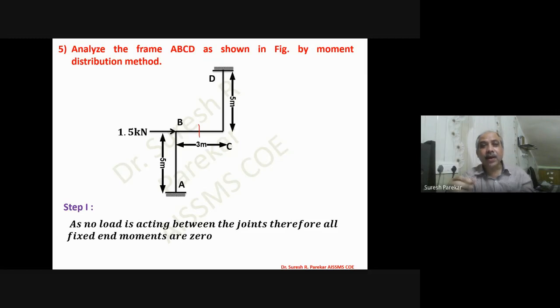But here, non-sway analysis we do not have, because we do not have any load acting between the joints. Whenever we have sway and non-sway analysis, when my loads are in between the joints, then only I will get fixed end moments. Otherwise, we do not get any. Non-sway analysis is due to fixed external loads, and sway analysis is due to sway, which we are going to assume. So these two are totally separate. Now, when I do not have any load between the joints, I do not have fixed end moments due to external loads.